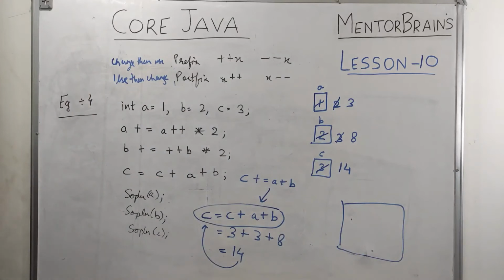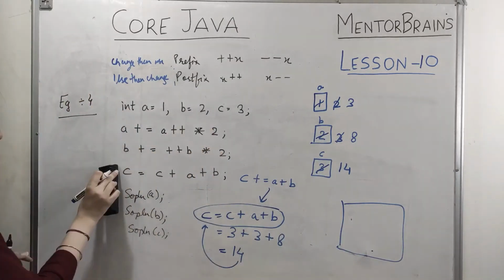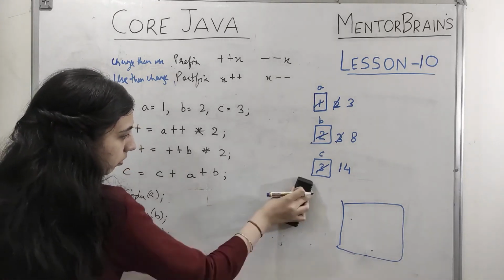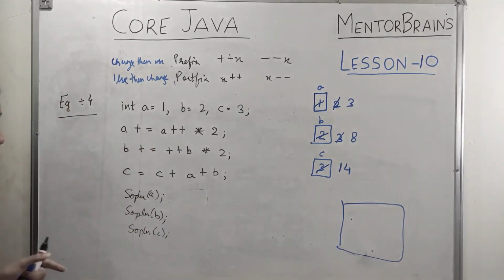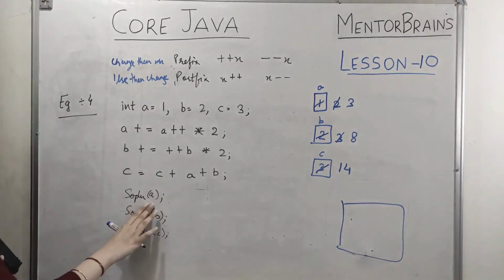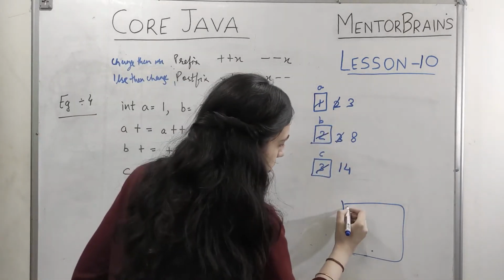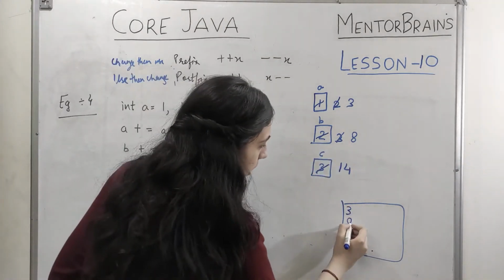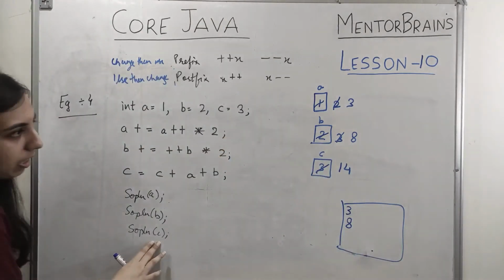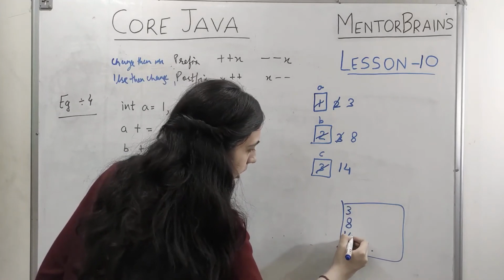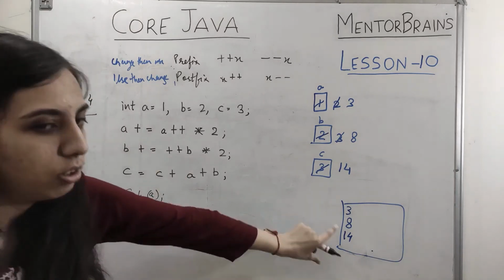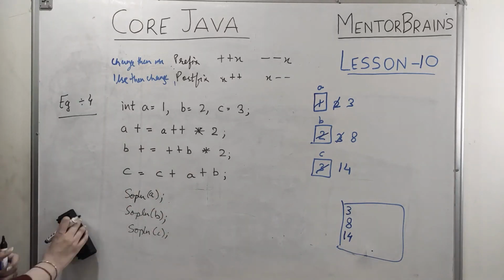Okay, so after executing all these 4 statements, we come on to these. So on the output window, my SOPLN A will give the result as 3, then SOPLN B will give the result as 8, and SOPLN C will be giving the result as 14. This will be my output. Okay, so we executed it step by step, followed the rules, and we printed this on the screen. Okay, I hope that must be clear.